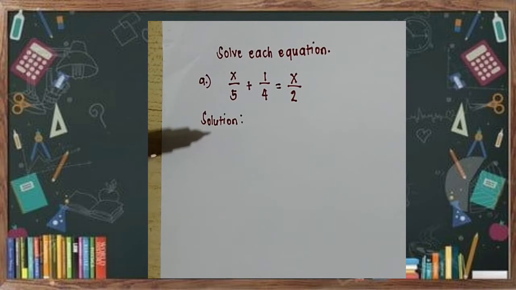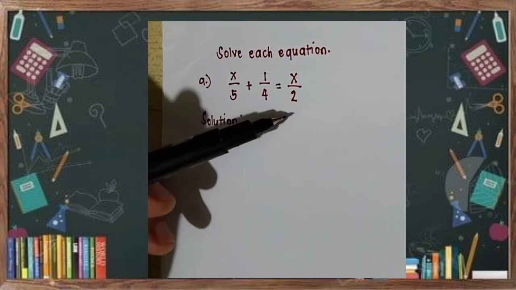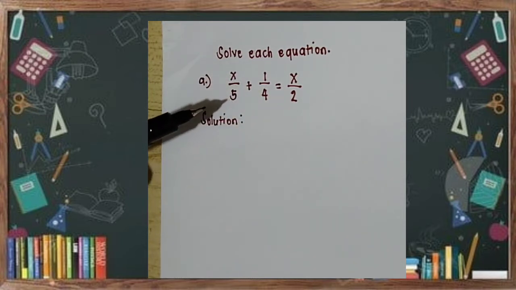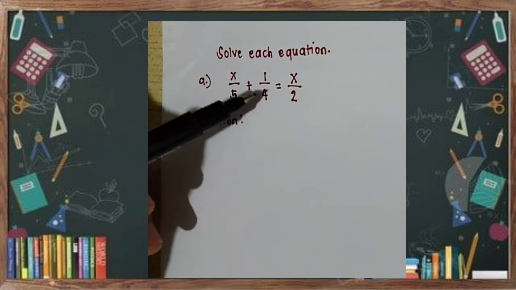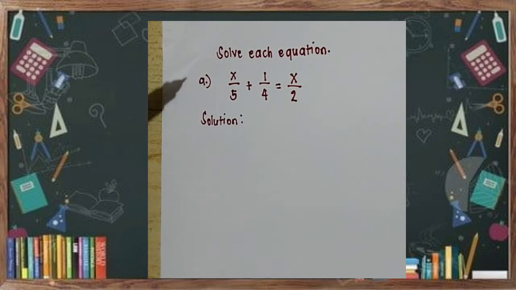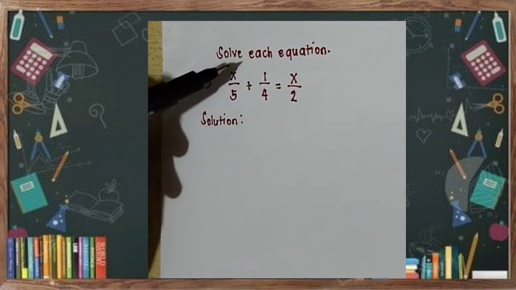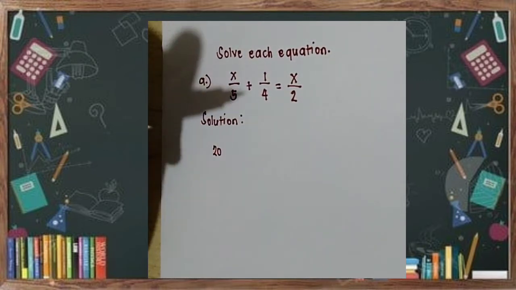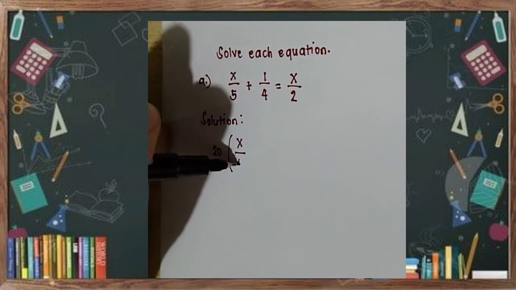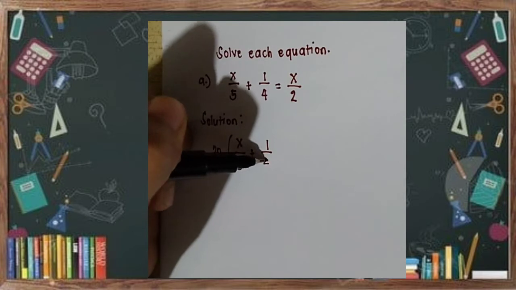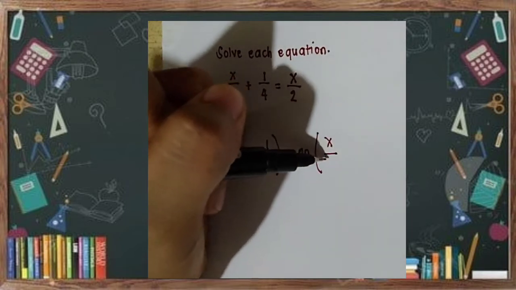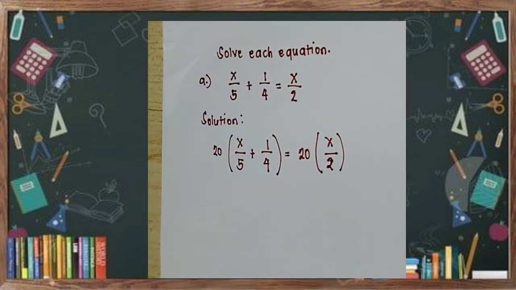So our solution is we need first to determine what is the LCD of the denominators. So, ano kaya yung least common denominator of 5, 4, and 2? So, yun ay 20. Kung saan yung 20 ay imumultiply natin dun sa parehas na side ng ating equation. So, okay, let's do it. So, 20 times x over 5 plus 1 over 4 equals 20 times x over 2.